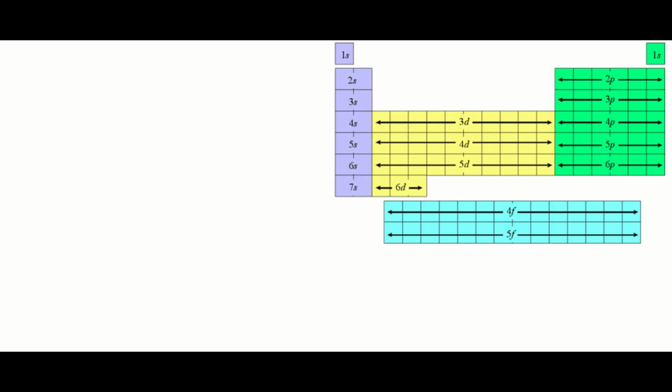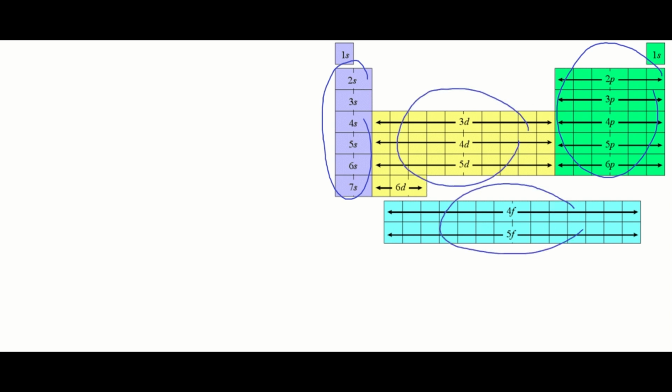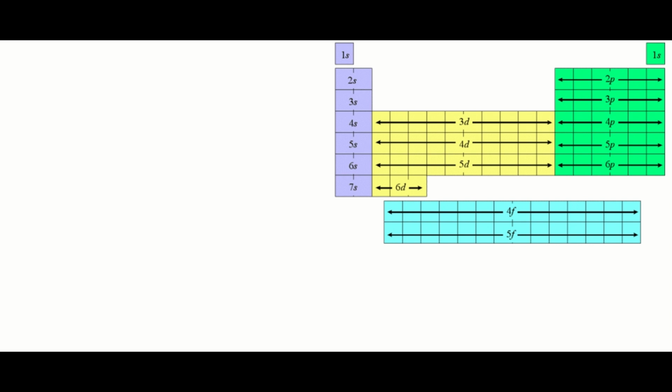So when you're configuring electrons, when you see a periodic table, you should see this. You're not going to get this, but you should see it, where you have the first 2 columns representing the S block, the last 6 columns representing the P block, the transition metals representing the D block, and the inner transition metals representing the F block. And the number of columns in each block aligns with the number of electrons that go into those orbitals.